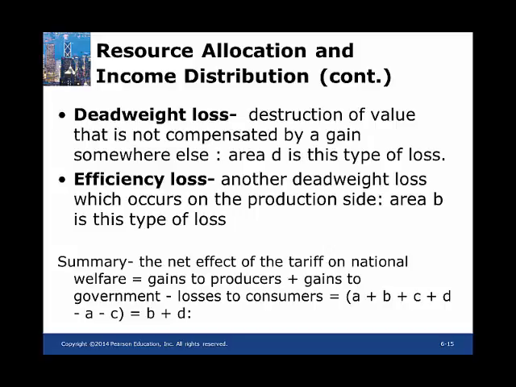Summary. The net effect of the tariff on national welfare is gains to producers, gains to government, and losses to consumers, equals A plus B plus C plus D minus A minus C, equals B plus D. So you can see with the tariffs, domestic producers and government are better off, but domestic consumers are worse off.